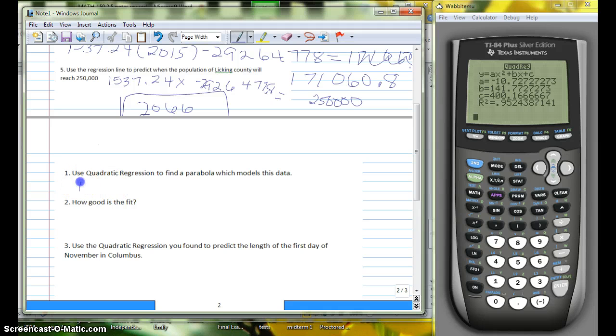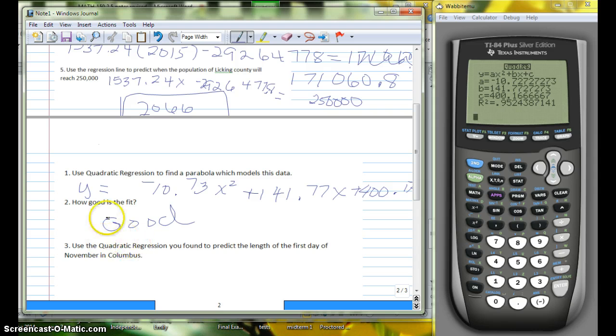So here our quadratic regression is y equals negative, rounding to 2 decimal places, 10.73x squared plus 141.77x plus 400.17. Okay, and it asks how good is the fit? Here we don't have an r value, we just have an r squared, which works the same way. Since r squared is 0.95, we would say good.